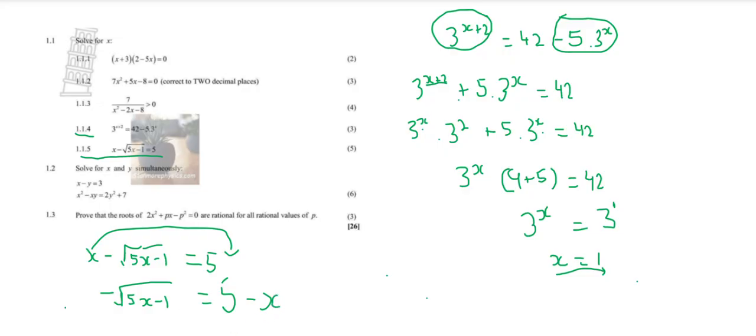Now, in order for us to get rid of this square root, we have to square both sides. So what happens is that on this bracket here, we're going to have something like 5x minus 1. Because remember, negative 1 squared is negative 1 times negative 1, which equals 1.